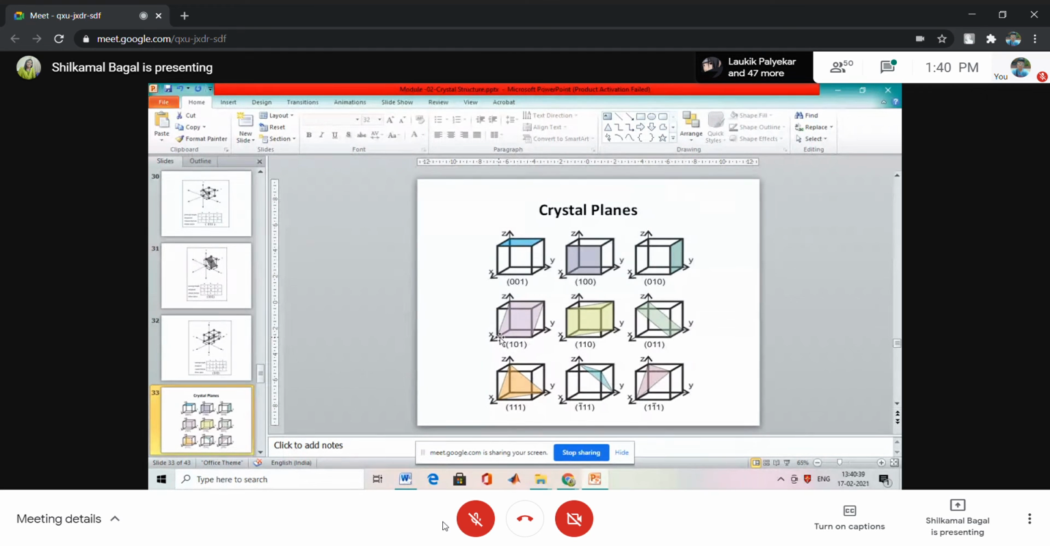So it will cut x at this corner, and it will cut z here. Then see how to draw the plane. It has intercepts, the indices are 1 0 1.